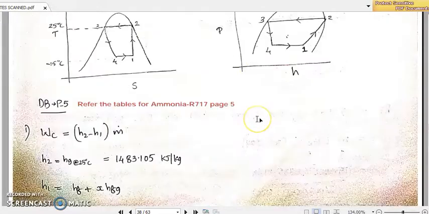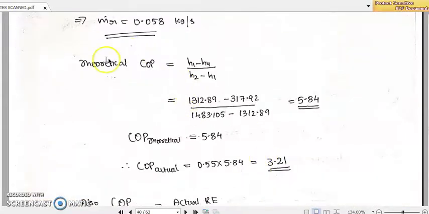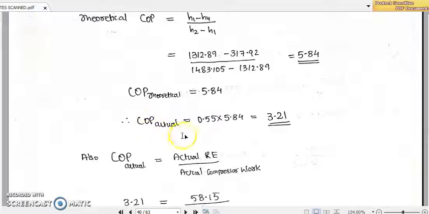Okay, so now let us try to find out the theoretical COP. What is the theoretical COP? It is the refrigeration effect, or H1 minus H4, divided by the work done by the compressor, or H2 minus H1. All these H1, H4 and H2 we have already found out, and that comes around 5.84. This is the theoretical COP. Okay, but what will be the actual COP? It will be only 55% of 5.84, that is nothing but 3.21.